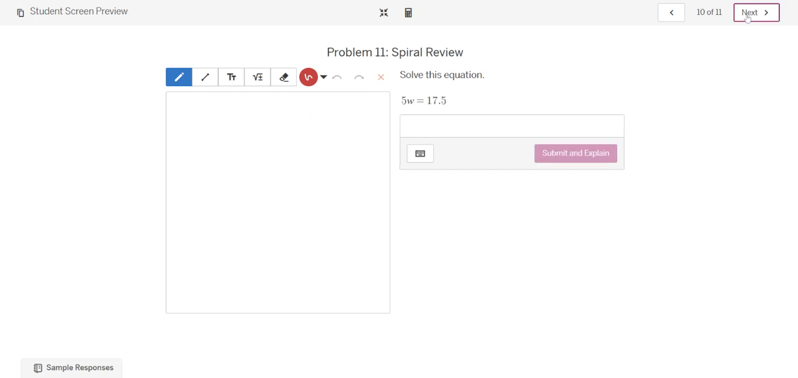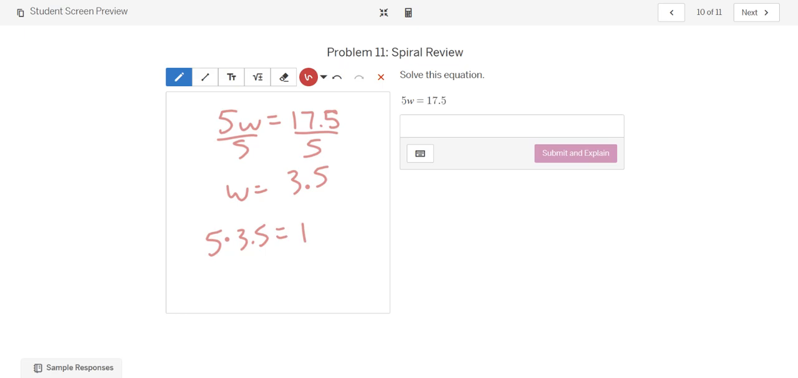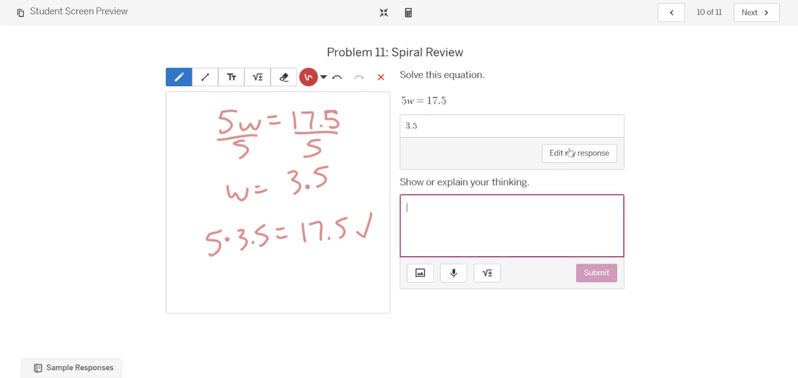Okay, one more. Oh, nice, easy one. 5w equals 17.5. If I divide by 5, I get w equals 3.5. To check, 5 times 3.5 is going to equal 17.5. 3.5, submit and explain. 5 times 3.5 equals 17.5. It really does.